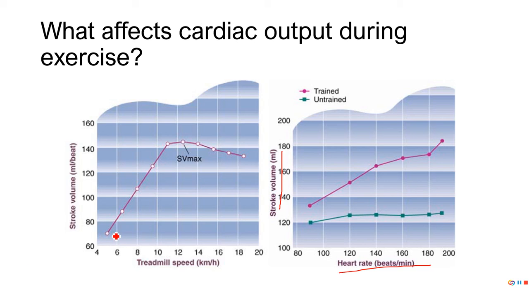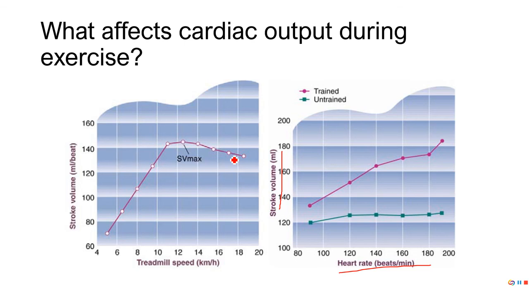And then also notice that with the trained individual, their heart rate max increases for a while, and then it starts to plateau, and then it starts to decrease. So I want you to think about, well, what's causing that decrease in stroke volume max? Okay, this is something we're going to talk about in class. Much easier to do, I think, than just me trying to lecture you through it.